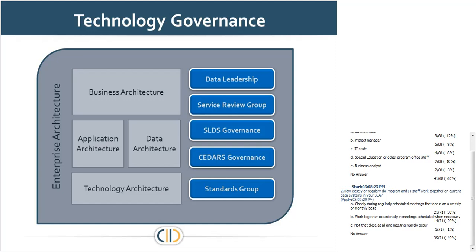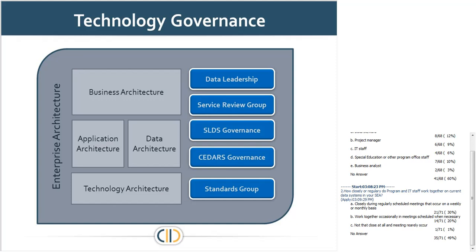The blue boxes on the right show some of the data governance groups that we have at Washington State. So for data leadership, it has program leaders, it has technology leaders, and in that meeting we talk about the responsibilities and how things are going to be designed and the use of the information. And this is particular to OSPI, information technology.